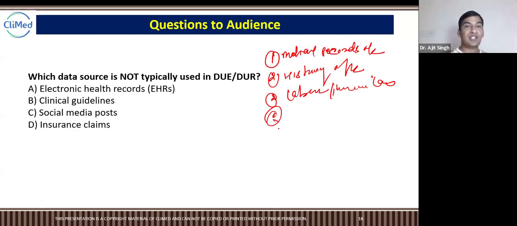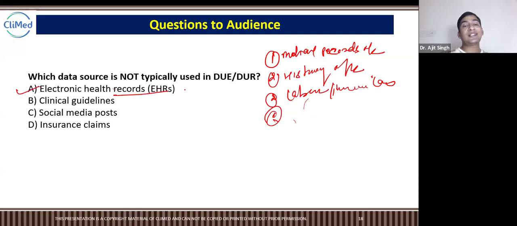So you need the comparison also. I'll come to that in the next class. I mean, you need to compare also, so you can collect the data from other resources also. Okay. And now let's come to the data sources given here.